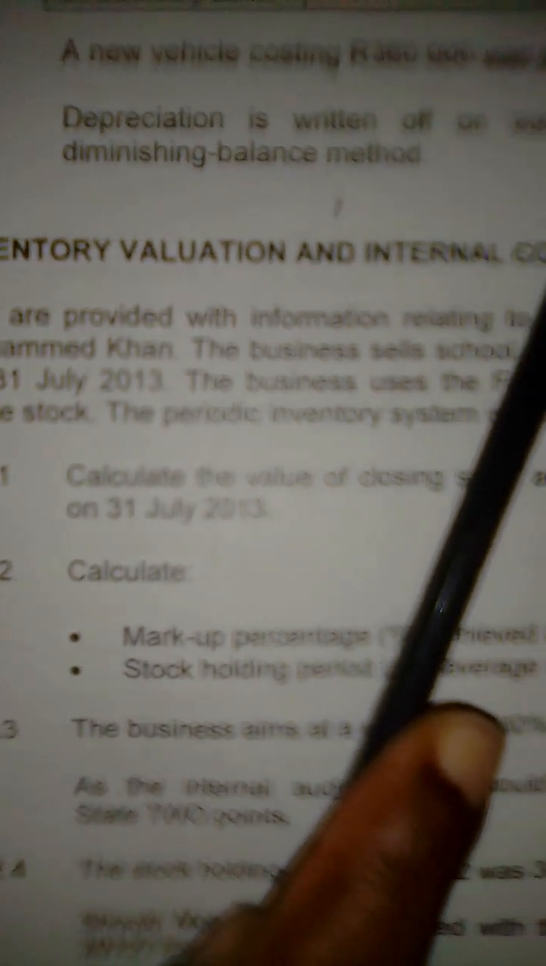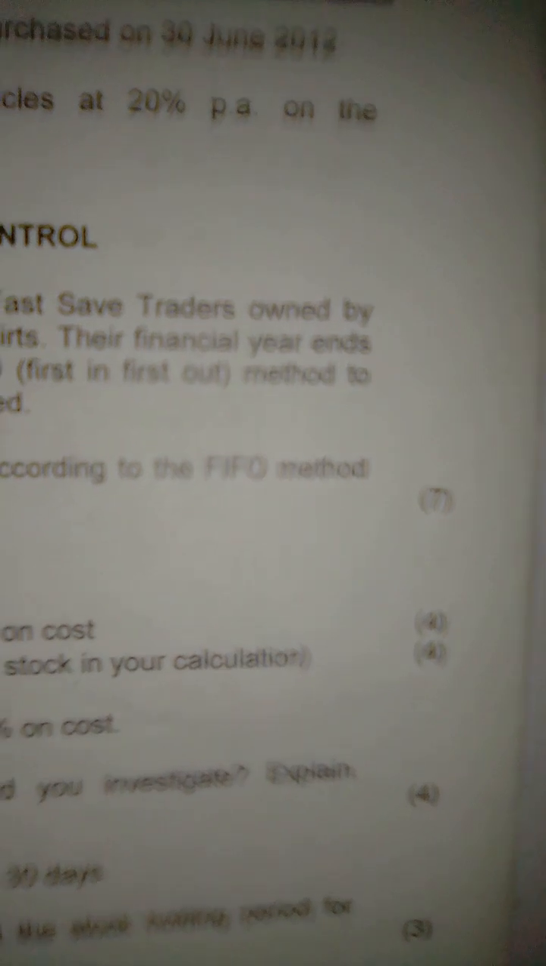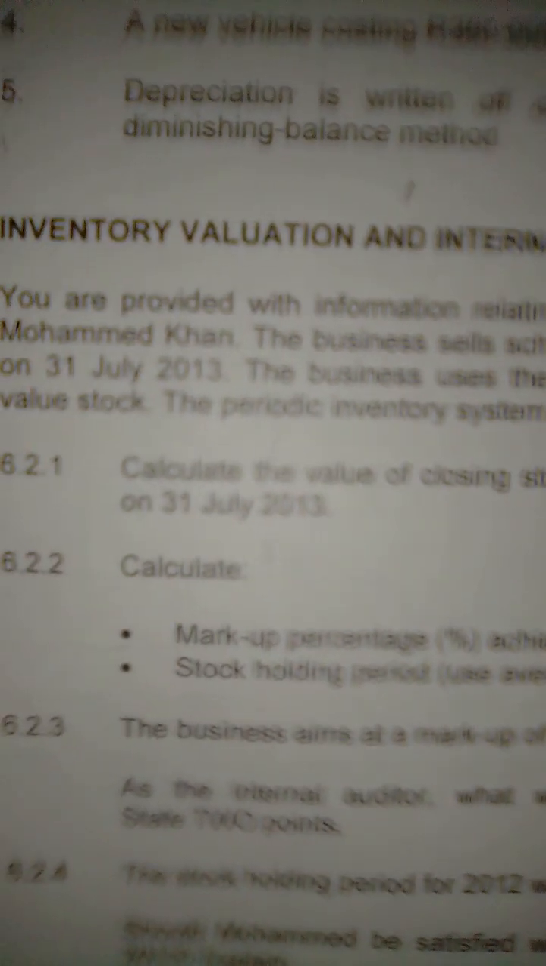Now we are going to B and C. B is depreciation, and C is accumulated depreciation. So we need to calculate the depreciation. How do we calculate it? Let's look at the adjustments, number 4 and 5. A new vehicle costing 360,000 was purchased on 30 June 2012. And number 5 says depreciation is written off on vehicles at 20% per annum on the diminishing balance method.